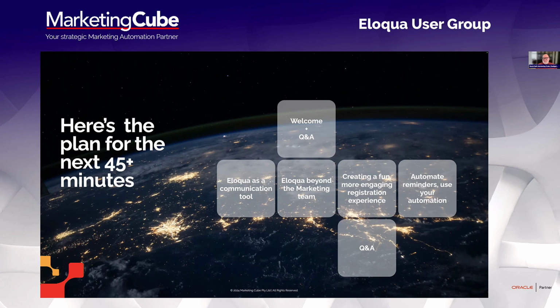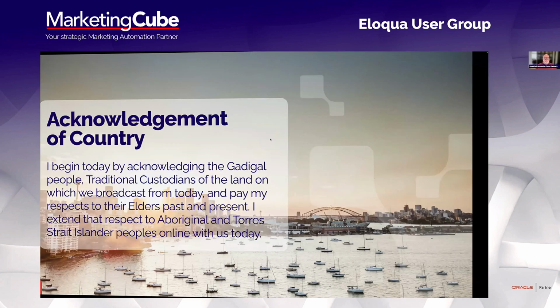We'll then look at some examples of creating a slightly more fun and engaging way to present the registration process to people in the context of an event and what that could look like, and automating your reminders and using that automation to try and get people to attend, obviously, and to get them to have some fun at your events. And of course, Q&A. So please feel free to ask questions as we progress through.